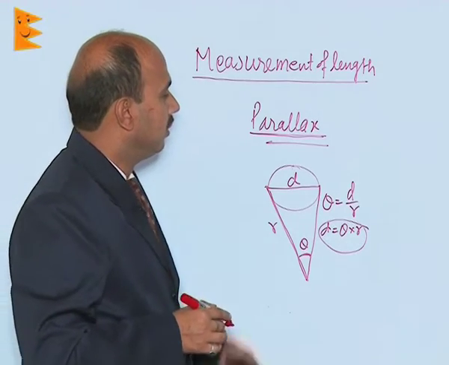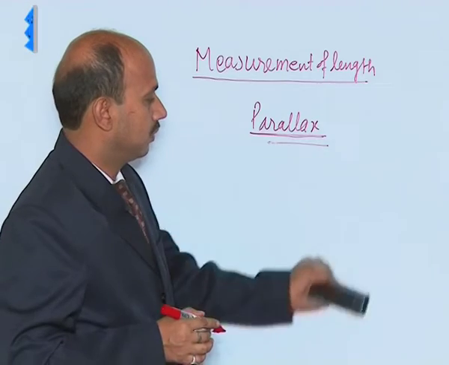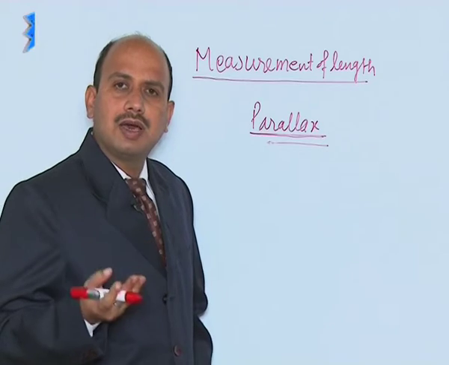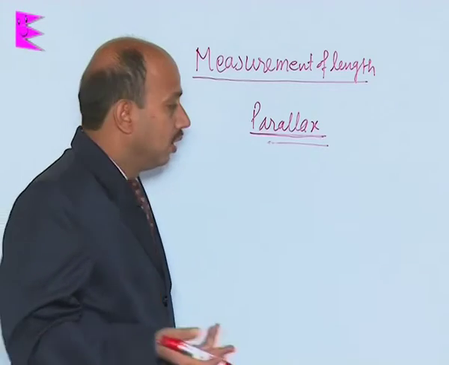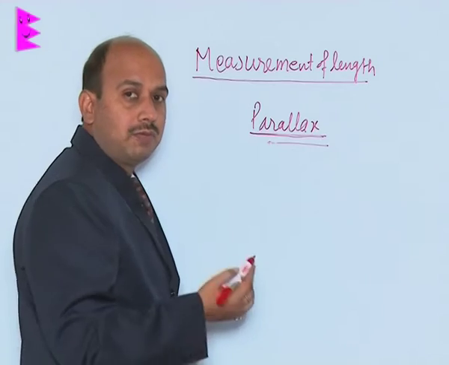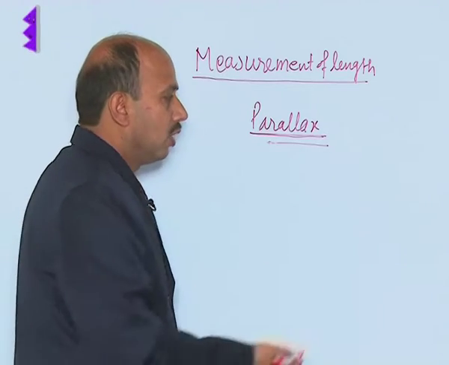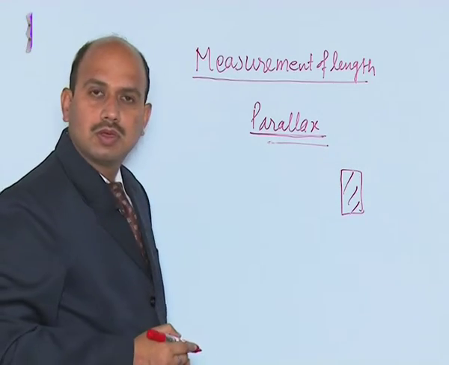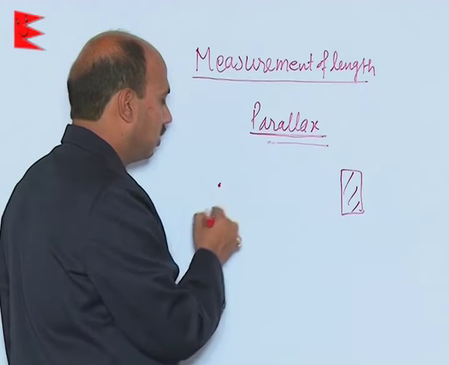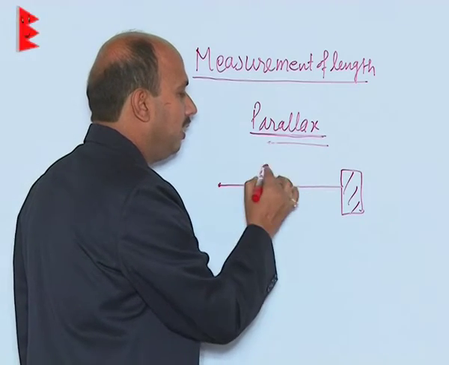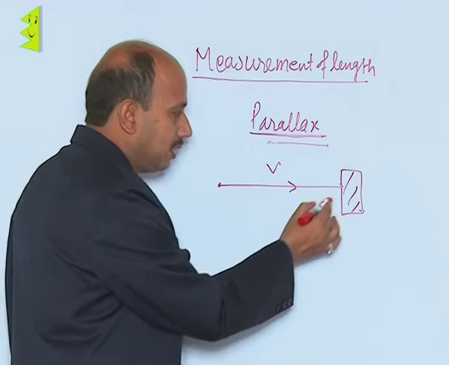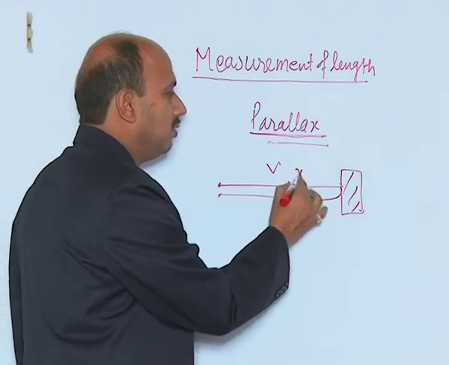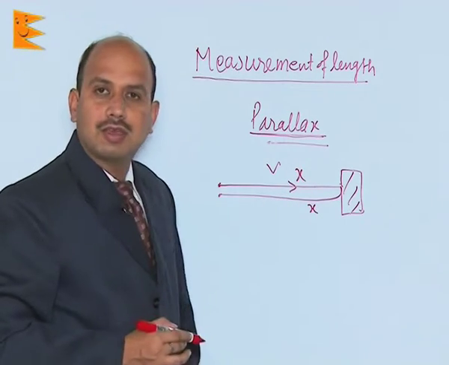Now another method is where you can use, suppose, any object. You might have heard of radar or sonar. Basically it is used for submarines. Suppose any object is over here. From this point, rays of speed v are sent to this side, and they come back after reflection to this point. While going, the distance is x, and while coming back, the distance is x.